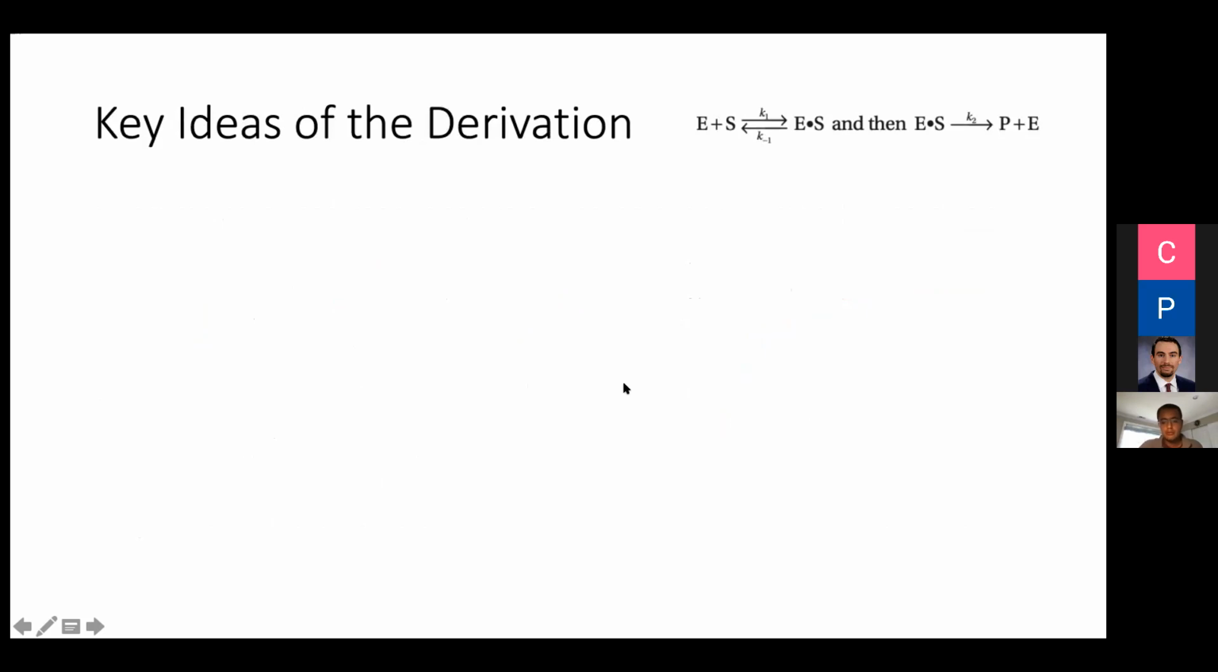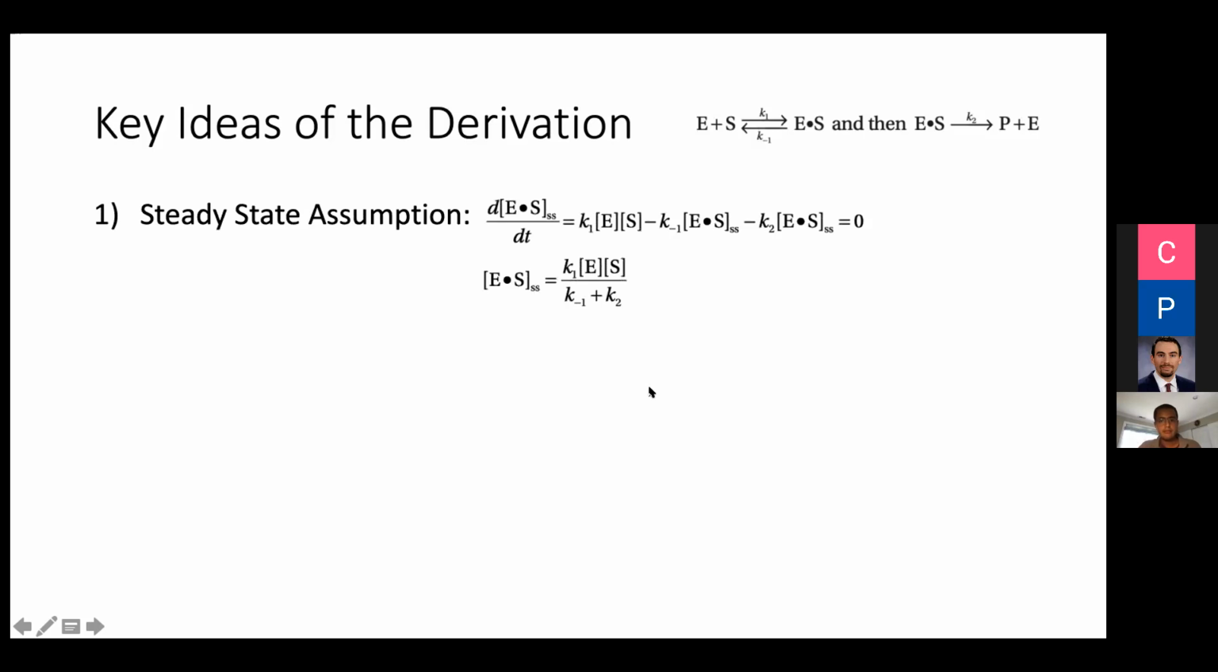So now on to deriving the Michaelis-Menten equation. It's quite lengthy, but I'll just go over the key ideas. So we start with the reaction that I talked about before. There's the binding followed by the catalysis, and I said that the reaction is at steady state. So what does that mean? It means that the rate at which the enzyme substrate complex, so this intermediate here, is getting destroyed is equal to the rate at which it's getting formed.